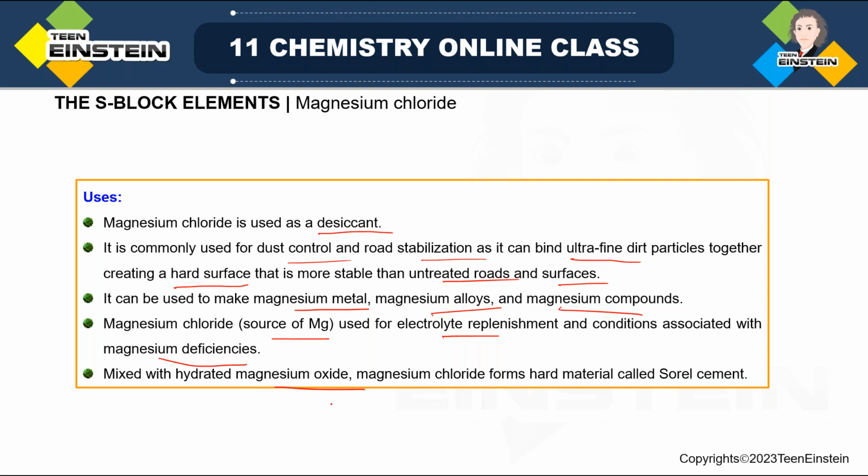If we mix hydrated magnesium oxide, that is MgO in hydrated form, with MgCl2, it forms a hard material which is called Sorel cement. So these are the uses for MgCl2.